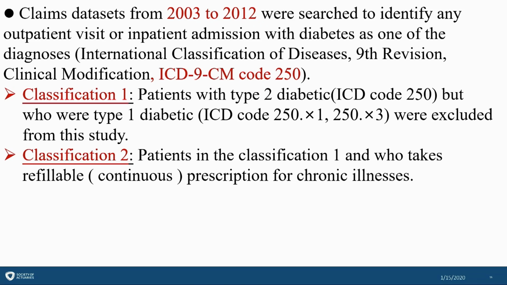Let's move to the claims database. From 2003 to 2012 it was searched to identify any outpatient visit or inpatient admissions with diabetes as one of the diagnoses. Classification 1: patients with type 2 diabetes, but excluding type 1 diabetics. Classification 2: patients in Classification 1 who take a refillable prescription for chronic illness.